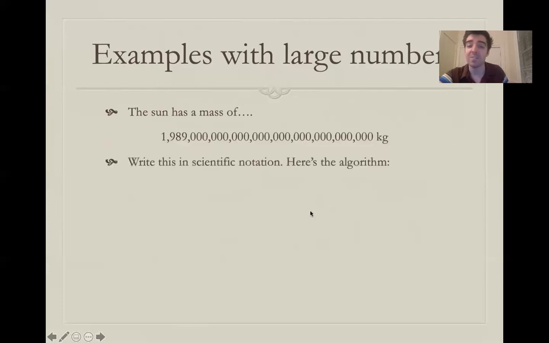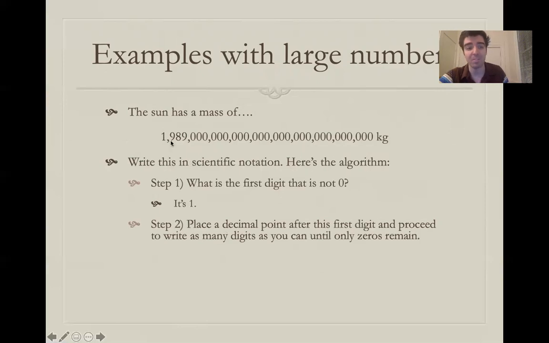And I'm going to give you an actual explicit algorithm, an explicit set of steps to go through. Step 1, find the first digit that is not a 0. Right here, it's going to be that 1. Step 2, place a decimal place after that first digit, and then write as many following digits until only zeros remain. So here, 1.989. At the end of step 2, you have your coefficient, the thing that you're going to multiply by the power of 10.